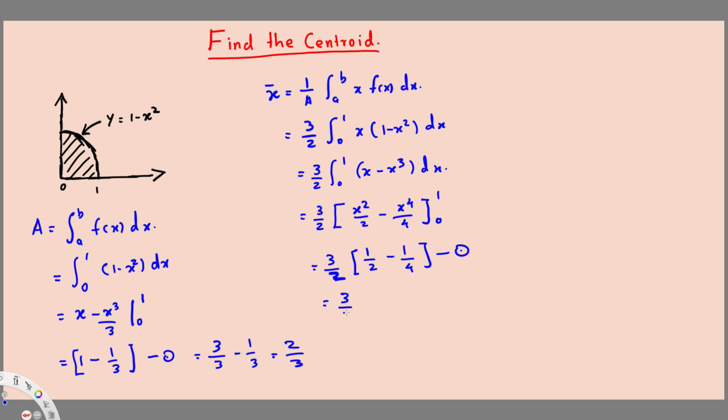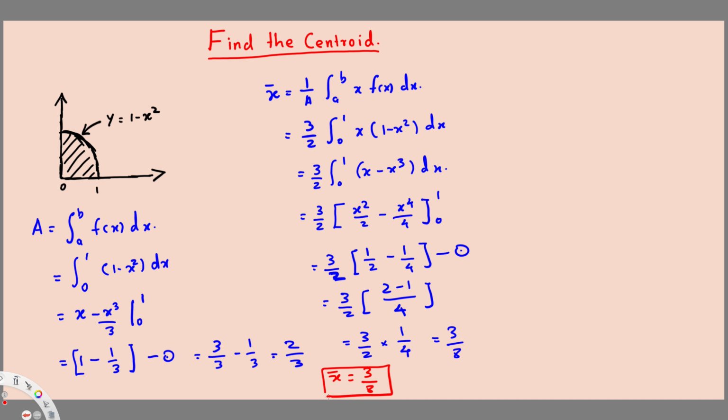Then 3 by 2, here we can take 4 as our common denominator. If we take 4 as the common denominator, this is going to be 2 minus 1. Let's simplify this one. This is going to be 3 by 2 multiplied by 1 over 4, and here what we get is 3 by 8. So 3 by 8 is our x bar. x bar is equal to 3 by 8.